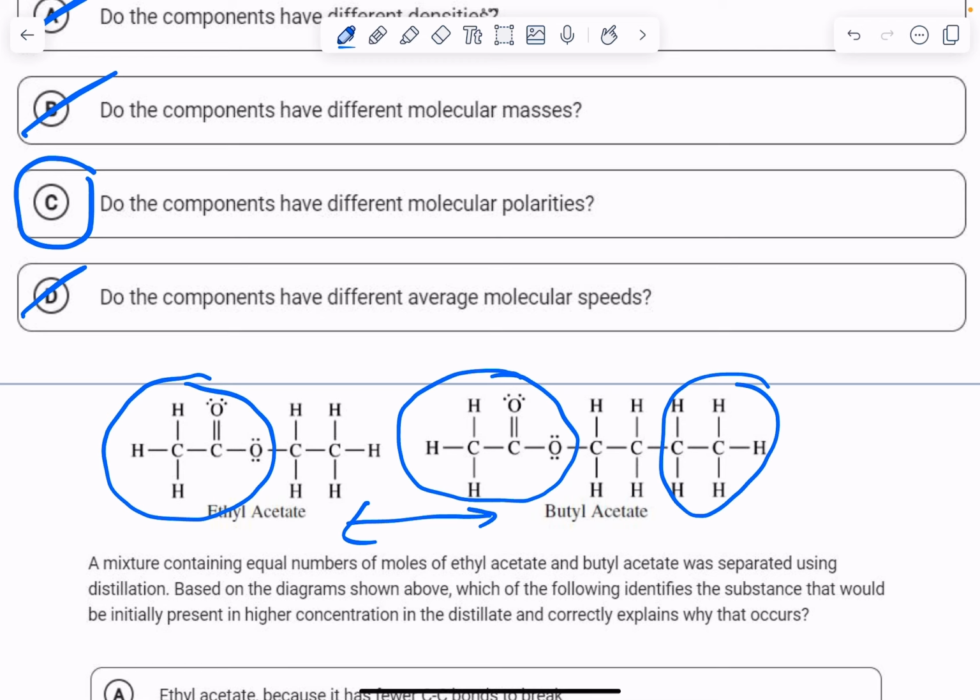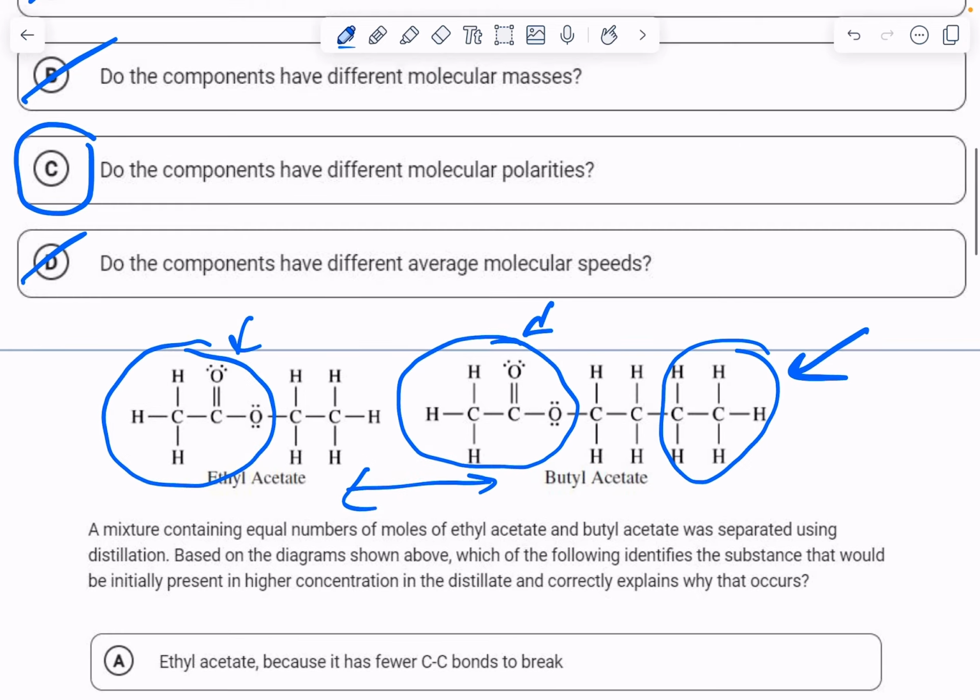Now, in terms of intermolecular forces, it looks like both of them are polar, so they should have dipole-dipole forces, and they should be about the same strength in terms of polarity because of this section right here. But because of this extra chain, the dispersion forces on butyl acetate should be stronger than on ethyl acetate. Remember, dispersion forces increase in strength as the molecule gets bigger. We're adding more electrons, so the molecule becomes more polarizable is the word that we'll use.